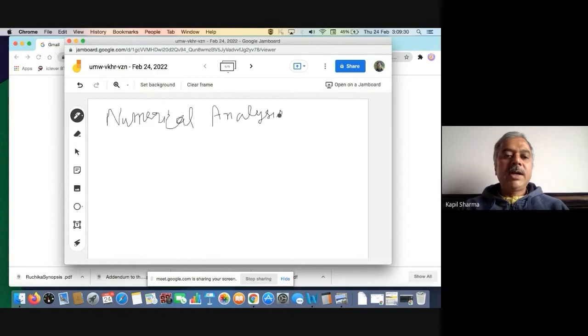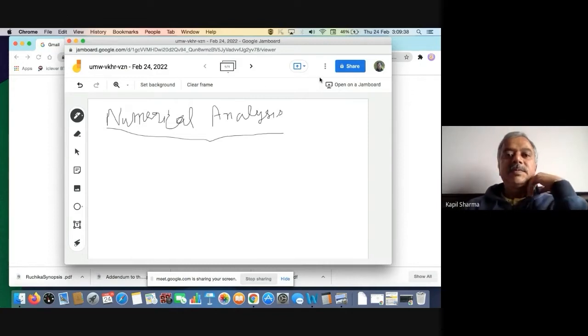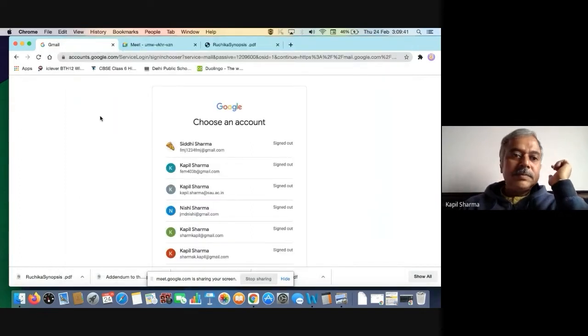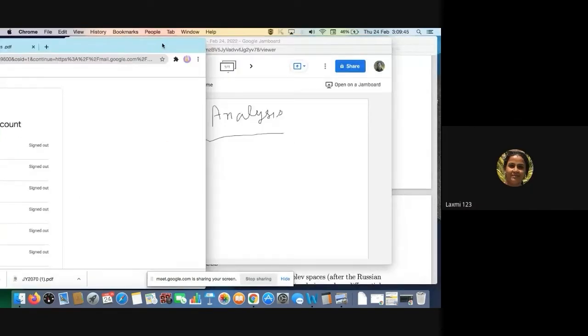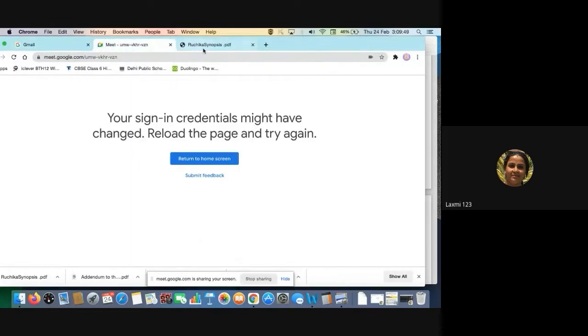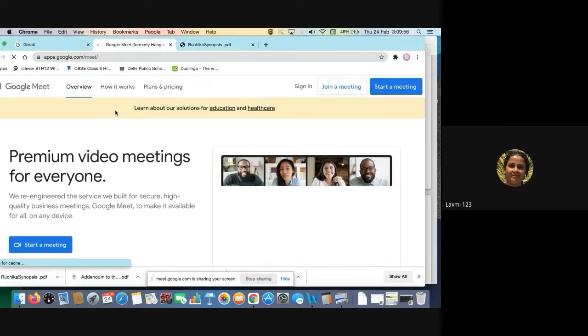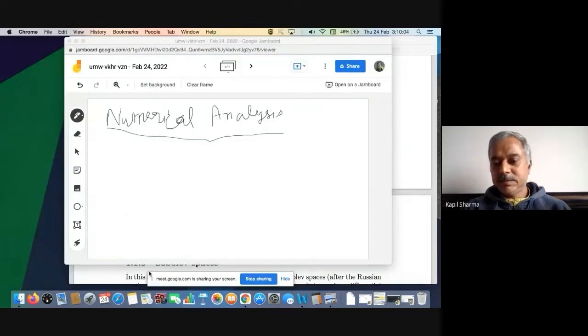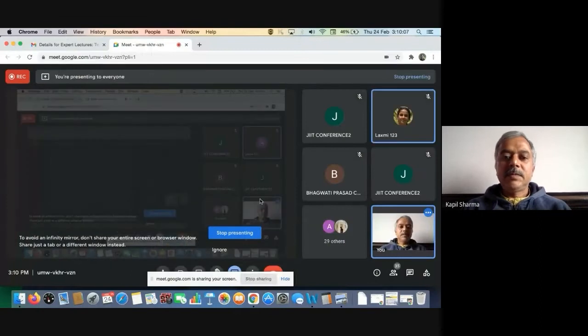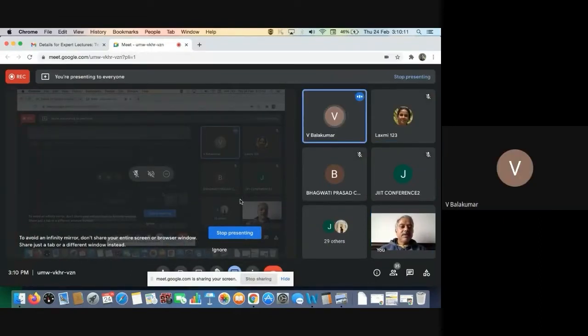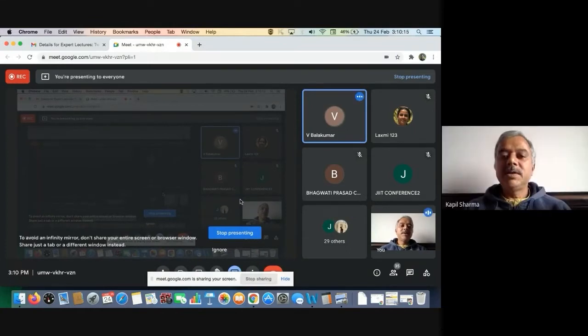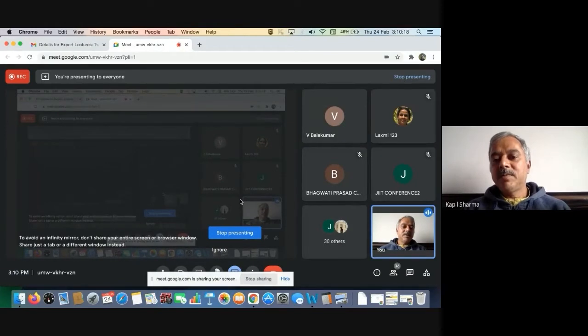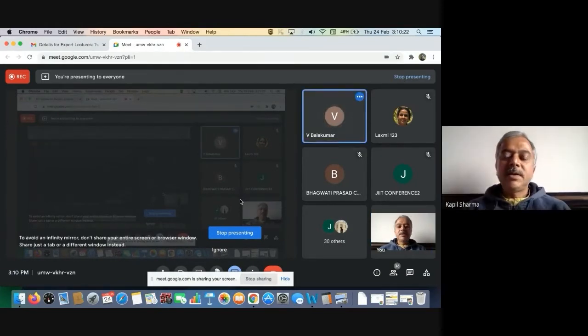So, can anybody tell what you think by numerical analysis? Numerical analysis is a kind of analyzing solutions where we cannot find the closed or analytical form of the solutions of differential problems. Okay, anybody else? Or the theory of methods to find approximate solutions of a mathematical problem. Yes, a mathematical problem, sir. Yeah.